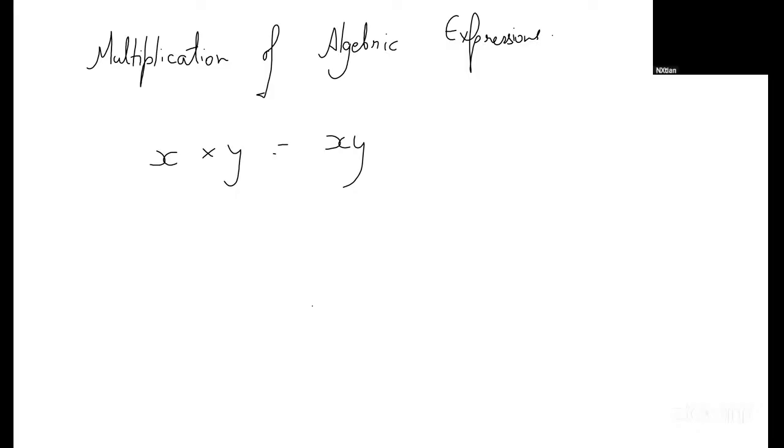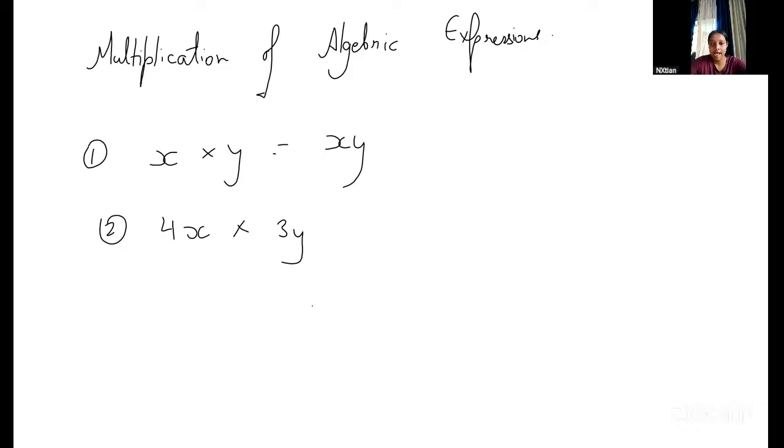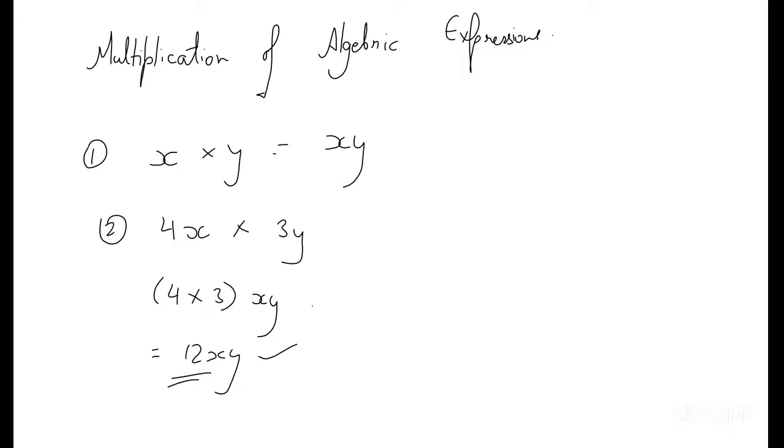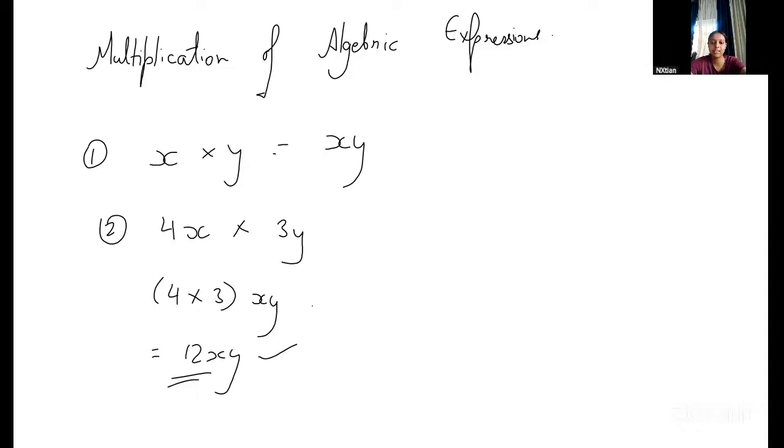See, I'll show you all. Suppose I have to multiply 4x with 3y. I will take 4 and 3 together to multiply. And we know that x into y becomes xy. So 4 into 3 is 12, and the answer is 12xy. Very simple. Multiply the numbers together and also put the variables together. Then you will obtain the multiplication. Understood? Yes, ma'am.